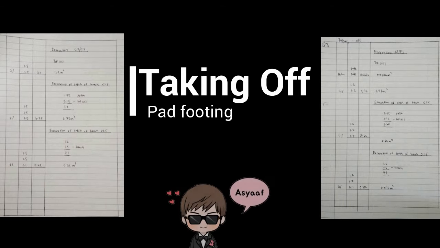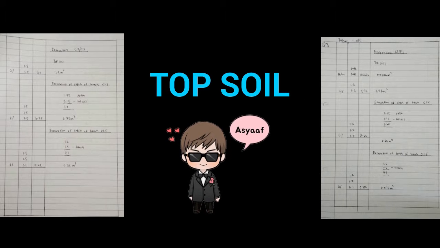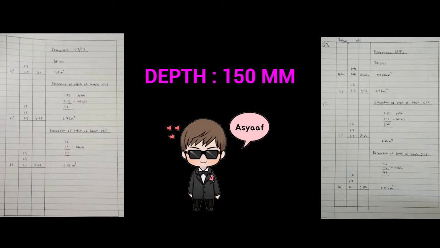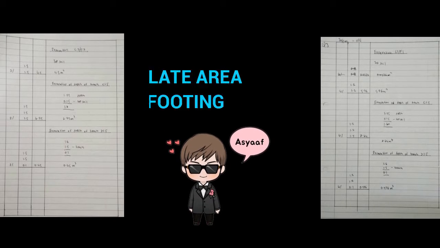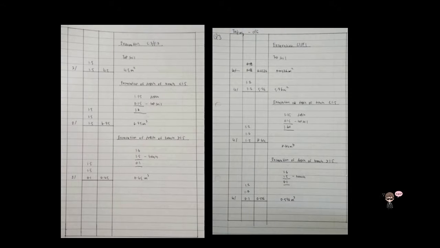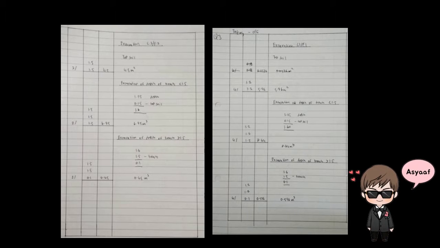In doing taking off for excavation work for pad footing, we must first excavate the topsoil first. In this stage, the depth of the topsoil will always be 150 millimeters. We then must calculate the area of the pad footing only for the topsoil, as this is the most common way used by a contractor to quote the price for topsoil layer.